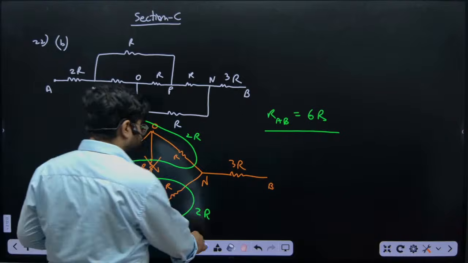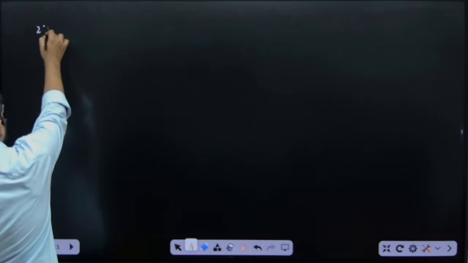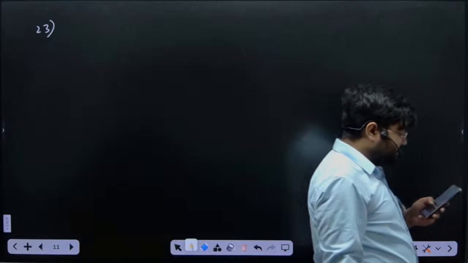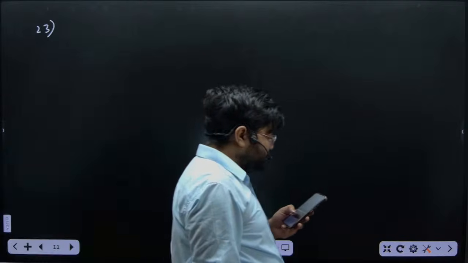Alright. Next question. 23. A parallel plate capacitor of capacitance C has a dielectric slab between its plates. It is charged to potential difference V by connecting it across a battery. The battery is then disconnected. If the dielectric slab is now withdrawn from the capacitor, how will the following be affected?